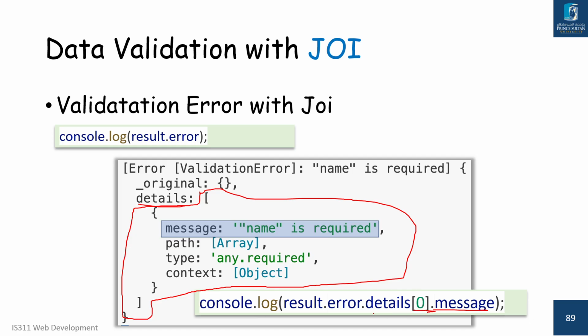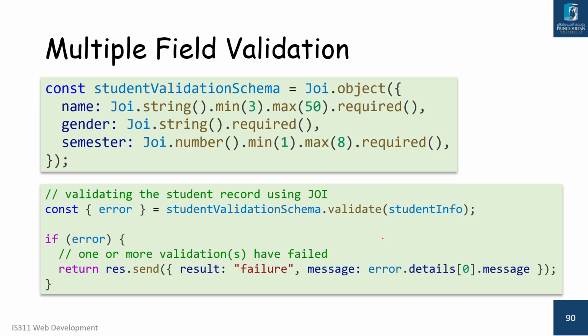So actually, this details represents this object here, and from that object we are getting that message, and that is going to be sent to the client, or we can log it into our system console. Here is one more thing you can see, the student schema validation. For example, we say Joi.object, name. Name is a string, it should be at least 3 characters long, maximum 50 characters long. It is a required field.